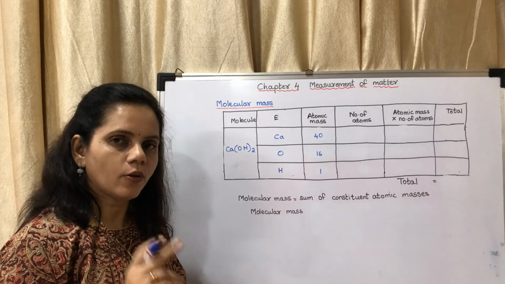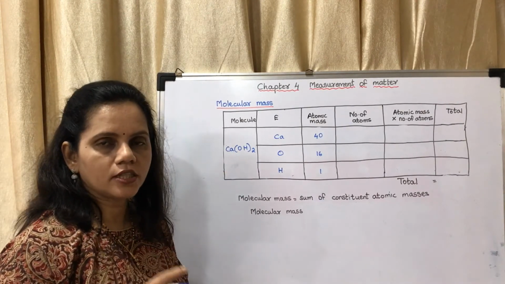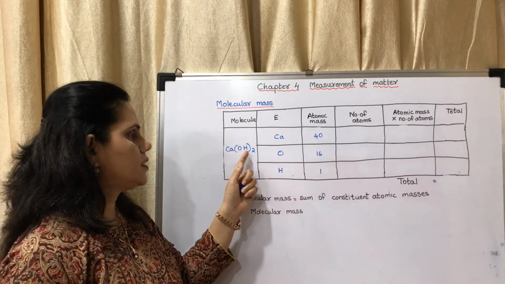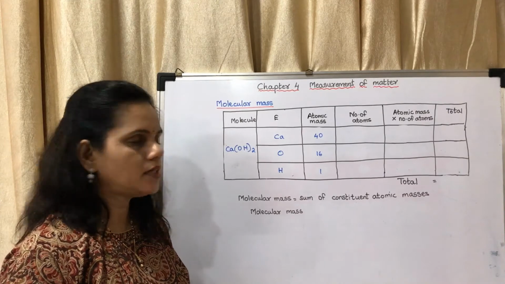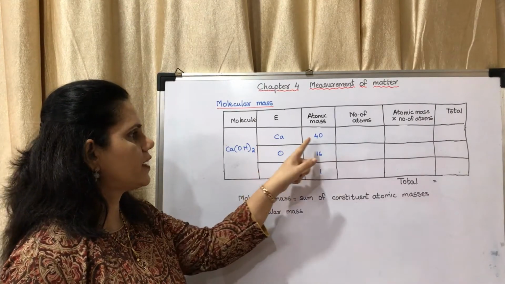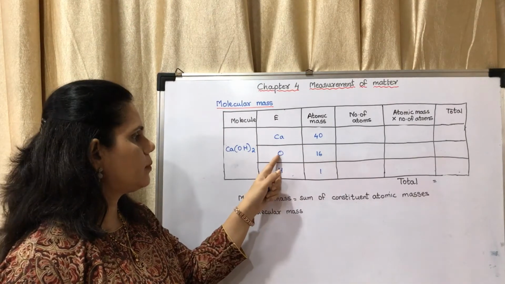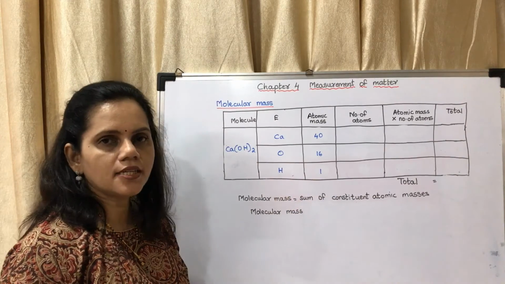That means it is one element. Okay, that is calcium. This is a capital letter, so it is one element, oxygen. This is a capital letter, so it is one element, that is hydrogen. So there are 3 elements: calcium, oxygen and hydrogen. The atomic mass of calcium is 40. The atomic mass of oxygen is 16. The atomic mass of hydrogen is 1.